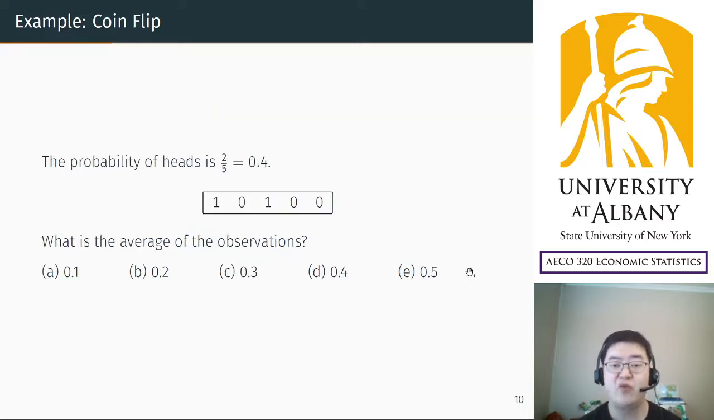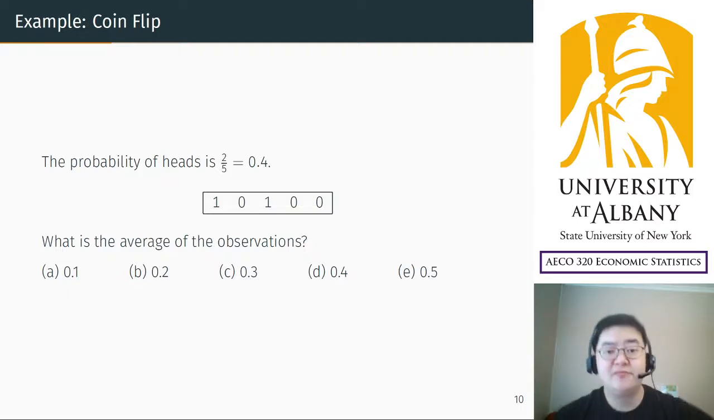The answer is 40%, 0.4, because there are 5 observations and there are only 2 heads and 3 tails. So the probability of heads is 2 divided by 5, which is 0.4. Simple. So yeah, binary distributions are simple. And now let's study the mean.